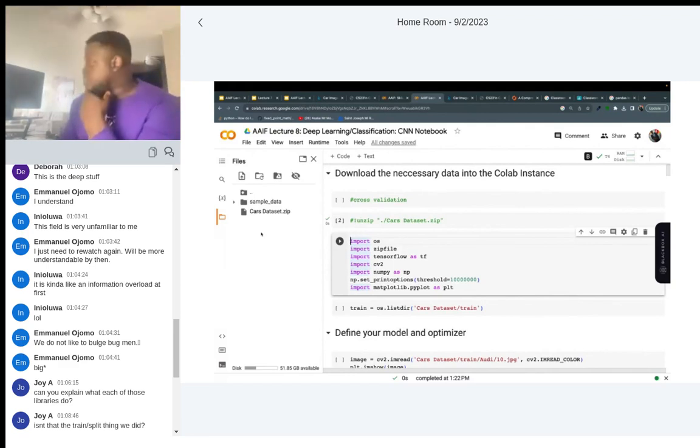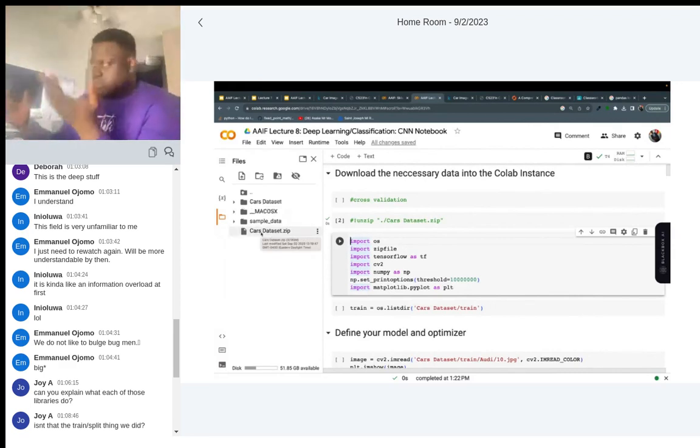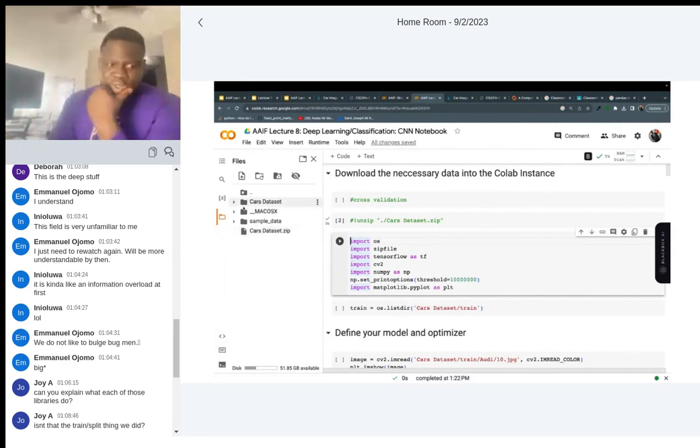So now, isn't that the train split data? No, it is not train split data. I'll come back to that question. So you can see the car data set is ready. We have the car data sets.